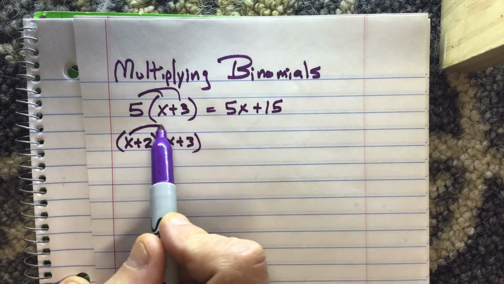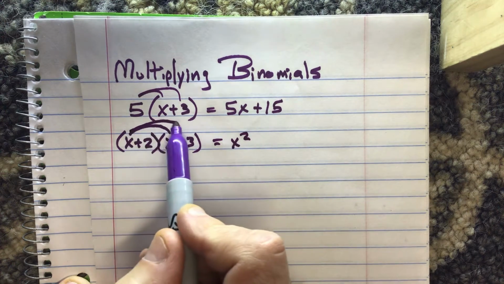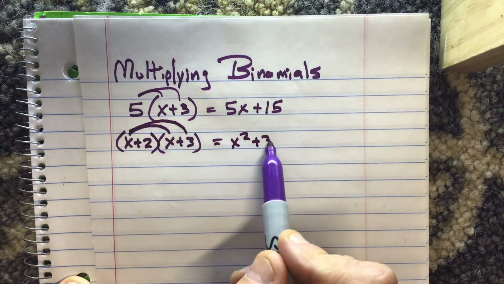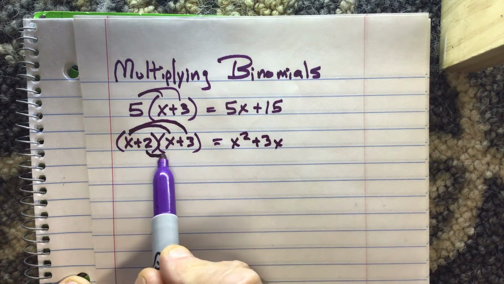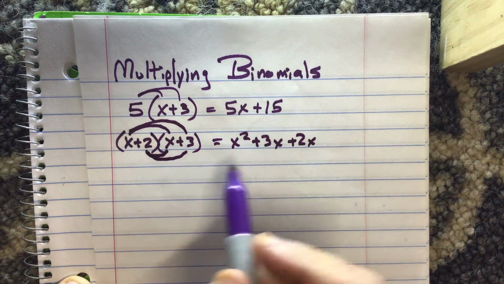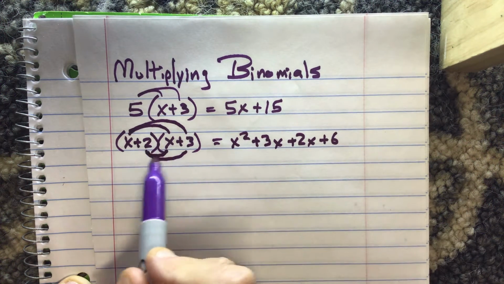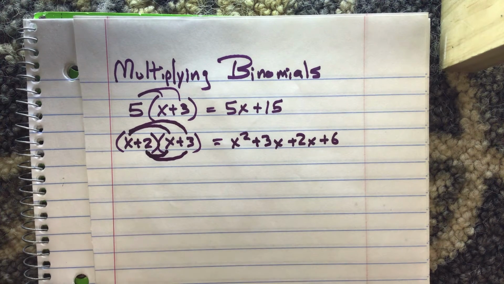Distribute this x times x, which is x squared, x times 3, which is 3x, 2 times x, which is 2x, and 2 times 3, which is 6. So you distributed the x twice, distributed the 2 twice.